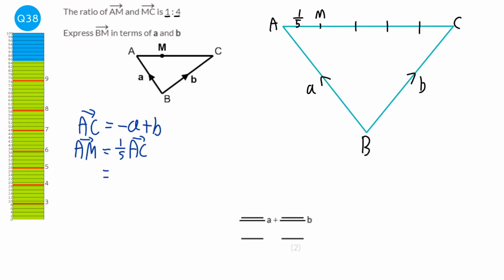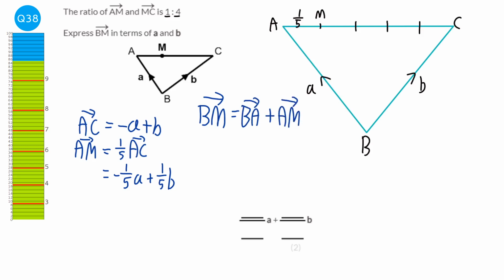Now A to M is going to be 1/5 of A to C. Now, if A to C is minus A plus B, that means A to M is going to be minus 1/5 A plus 1/5 B. Now we're asked for the vector B to M, and we know that that's going to be B to A plus A to M. We know B to A because it's labelled, it's just A. And we know A to M because we've worked it out down here.